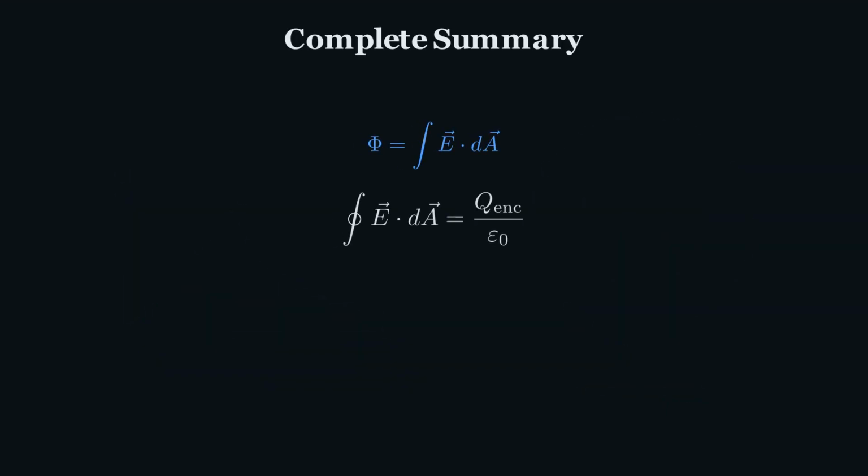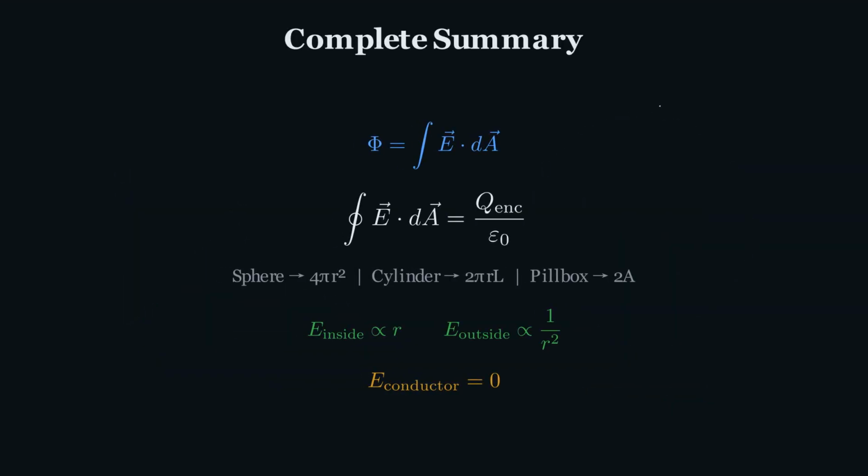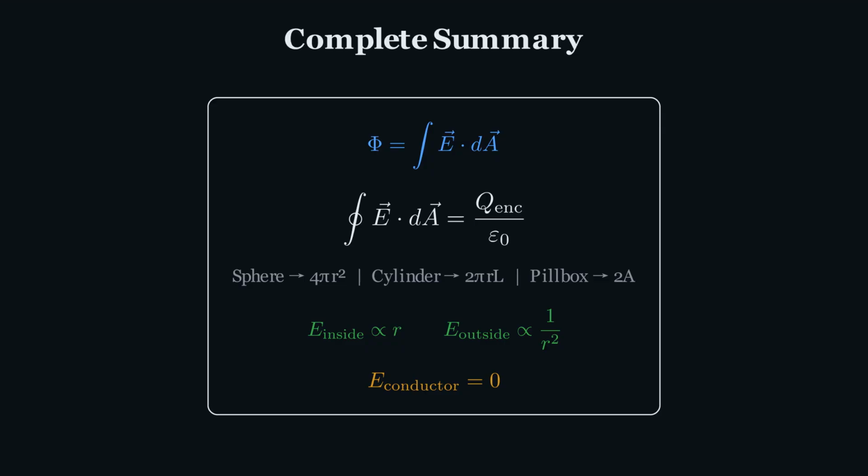Let's recap the entire lesson. Electric flux measures how much field passes through a surface. Gauss's law says the total flux through a closed surface equals Q enclosed over epsilon naught. To use it, choose a Gaussian surface that matches the symmetry of your charge distribution. Spheres for point charges, cylinders for wires, pillboxes for planes. Inside a solid sphere, E grows linearly. Outside, it drops as 1 over r squared. And inside a conductor, E is always 0. That's Gauss's law. You're ready for the exam.